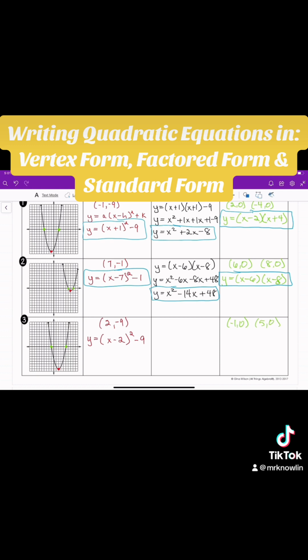If we write our factored form, it is going to be (x plus 1) times (x minus 5). And now to get our standard form, we could just simplify one of them. I'm going to use the factored form: x plus 1 times x minus 5. That's going to be y equals x squared minus 4x minus 5.